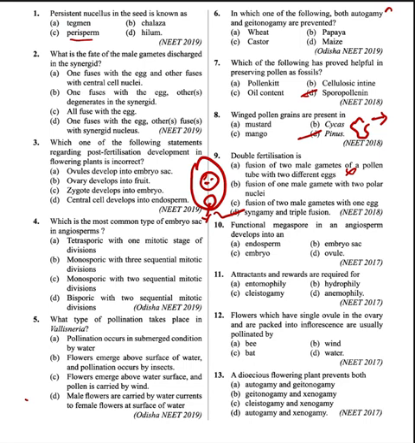Functional megaspore in angiosperm develops into the embryo sac. Just now I explained the functional megaspore. Four megaspores are developed. Out of this, only one survives, the other three disintegrate, and this one gives rise to the embryo sac.